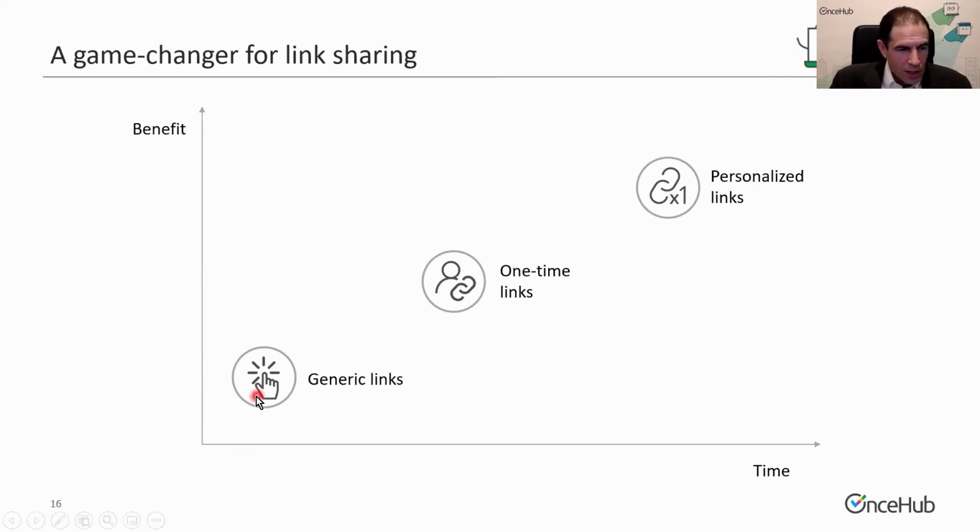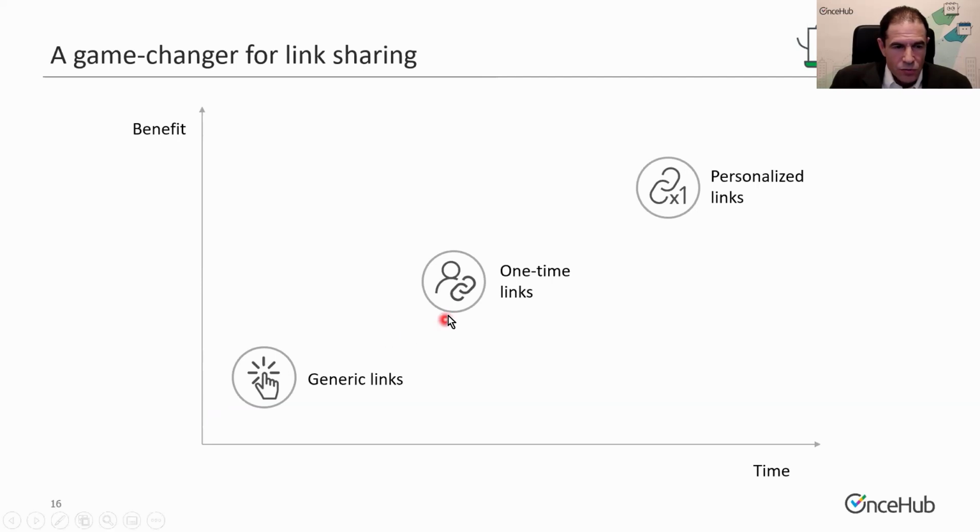So let's start with generic links. The generic link is the link that you probably know by heart. Like my generic link is go.oncehub.com/Rami. I remember this link, I can just type it in. It's a no-brainer. So the time to generate this link is almost nothing. But it is also not the best link to use. The reason is that it can be abused. People can just come to the link and make bookings. And it is also not personalized.